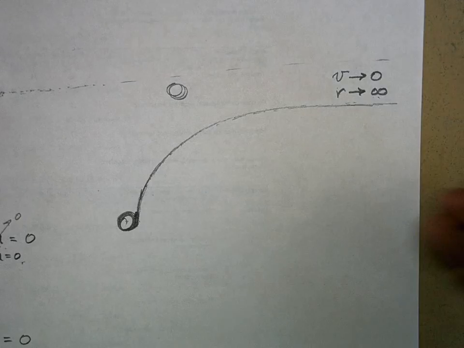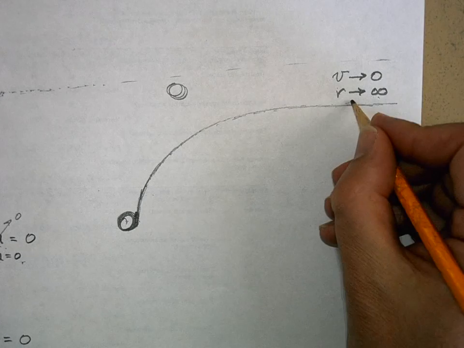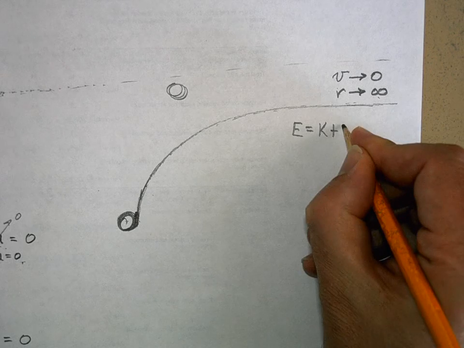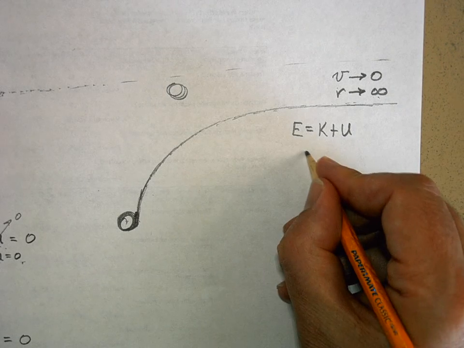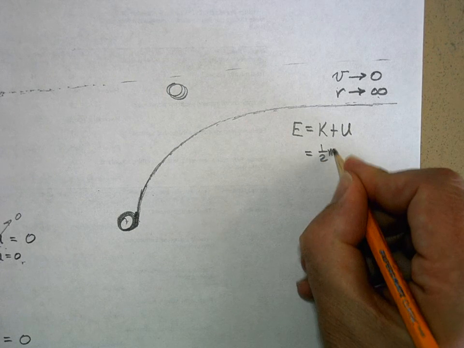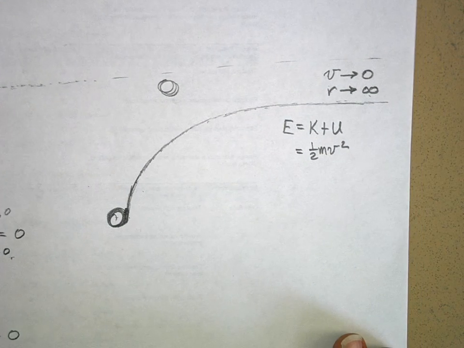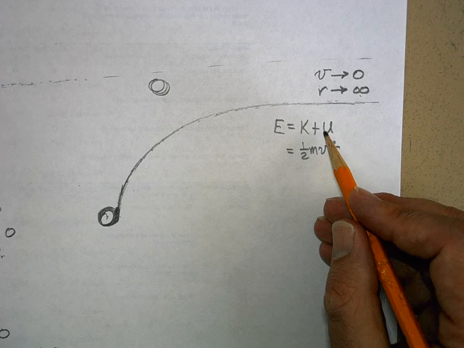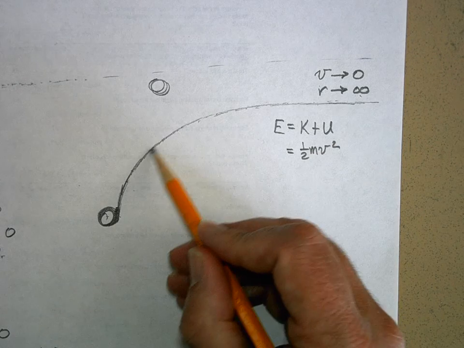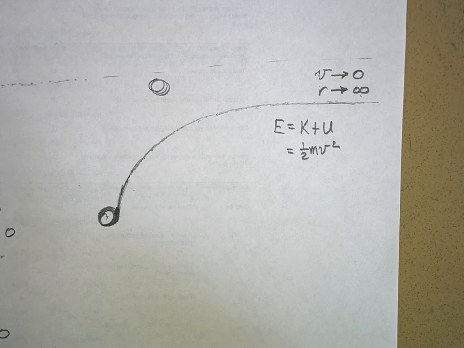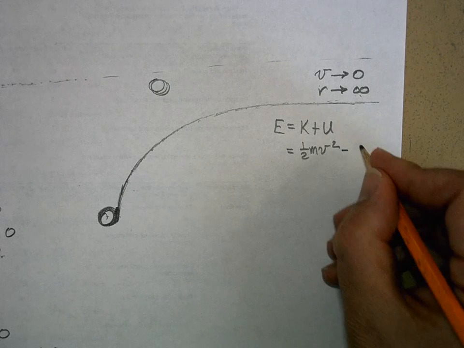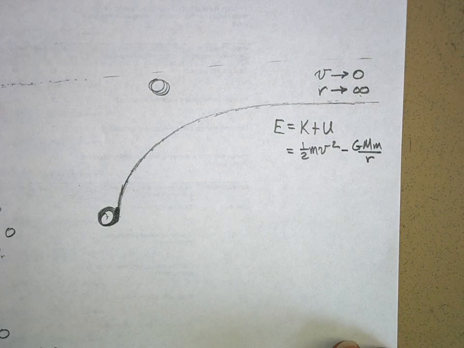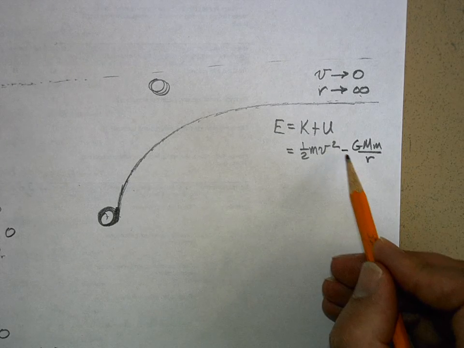Well, let's take a look at what mechanical energy is way out here. E is equal to K plus U. But now K is equal to 1/2 mv squared. That's still true. But what is gravitational potential energy now? If you're talking about a gravity field that's decreasing, well, it's negative GMm over r, right? So this is plus negative GMm over r.